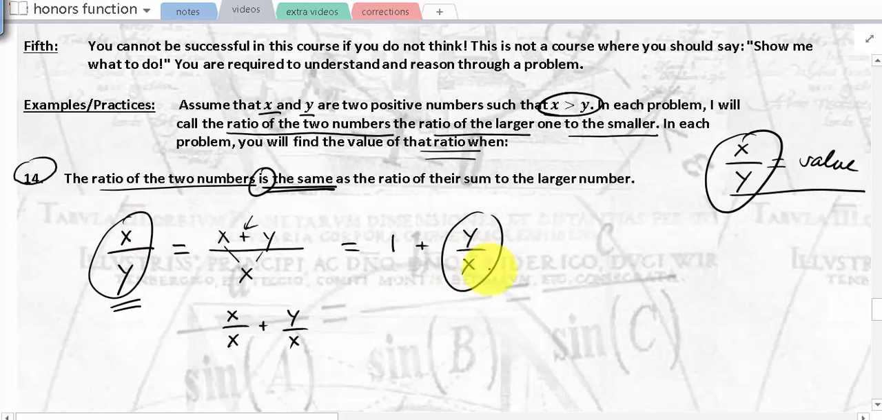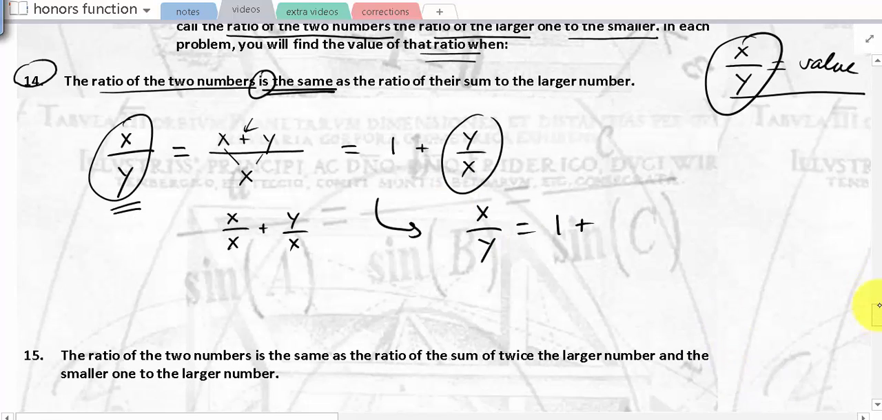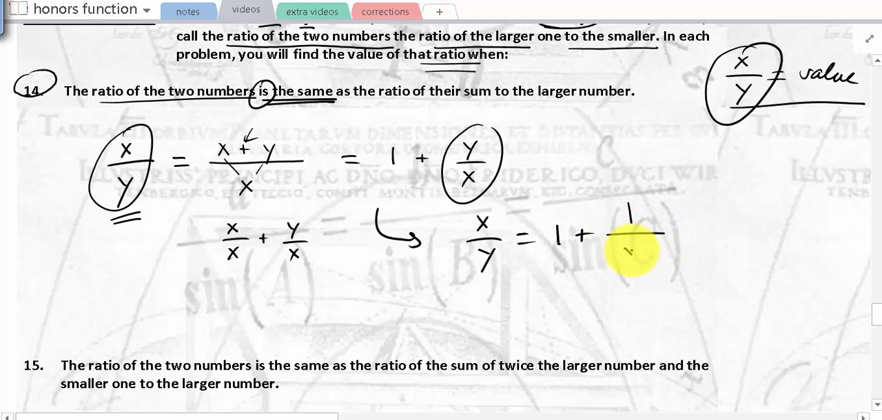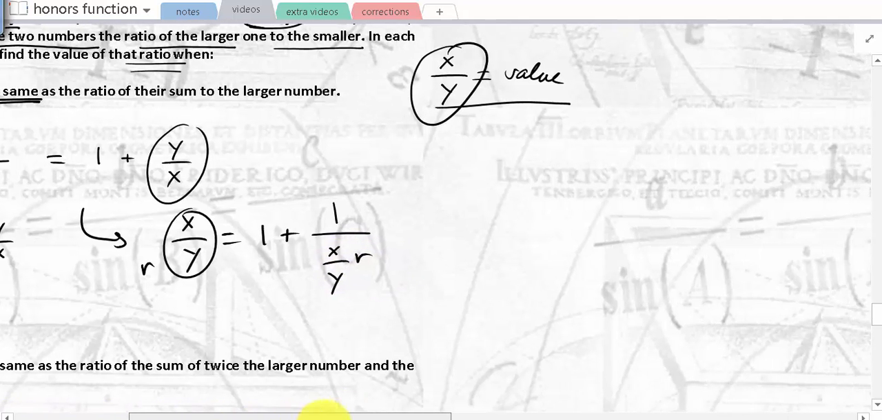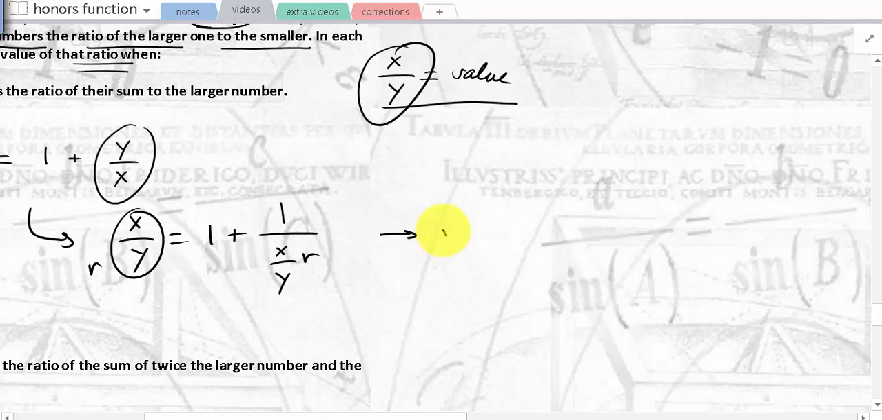I have that ratio. So let me rewrite the whole thing right here. I have x over y equals 1 plus, and here I don't want y over x, I want x over y. So what am I going to do? I'm going to do 1 over x over y, right? Because 1 over x over y is y over x. Let's make our life easy. Let's just call that r. And so my equation is r equals 1 plus 1 over r. And I want the value for r.